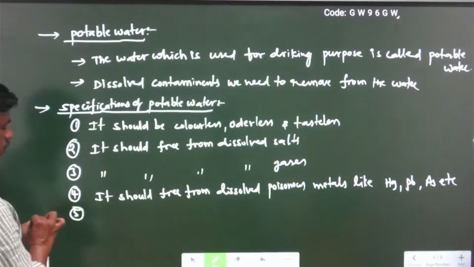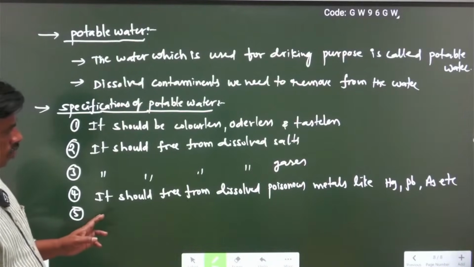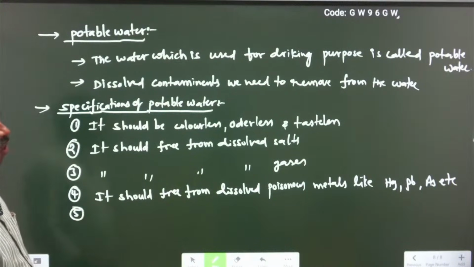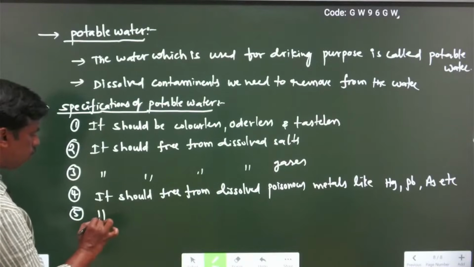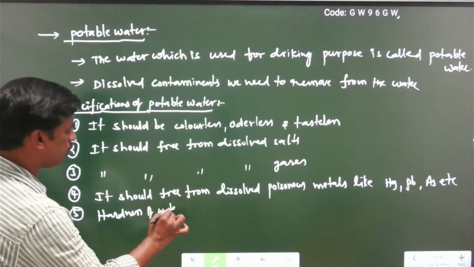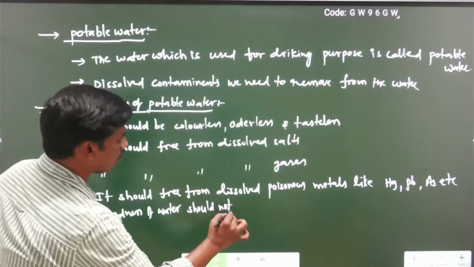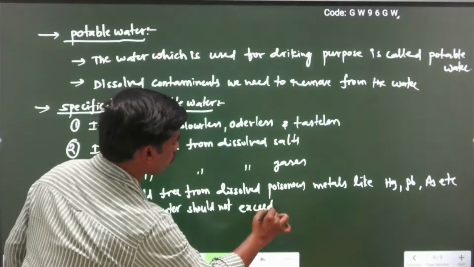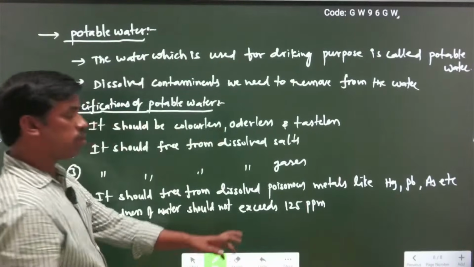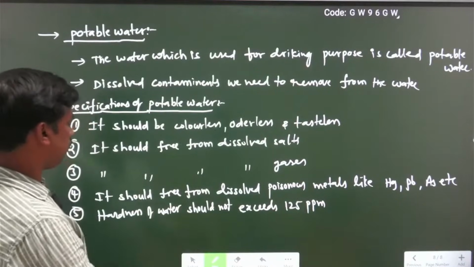And one more: the hardness of water should not exceed 125 ppm. Mostly, water with more than 125 ppm hardness is not preferred. That is the quality.